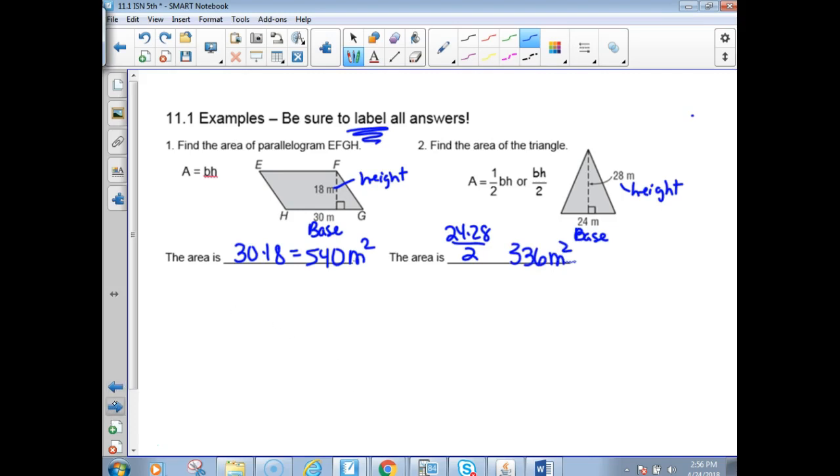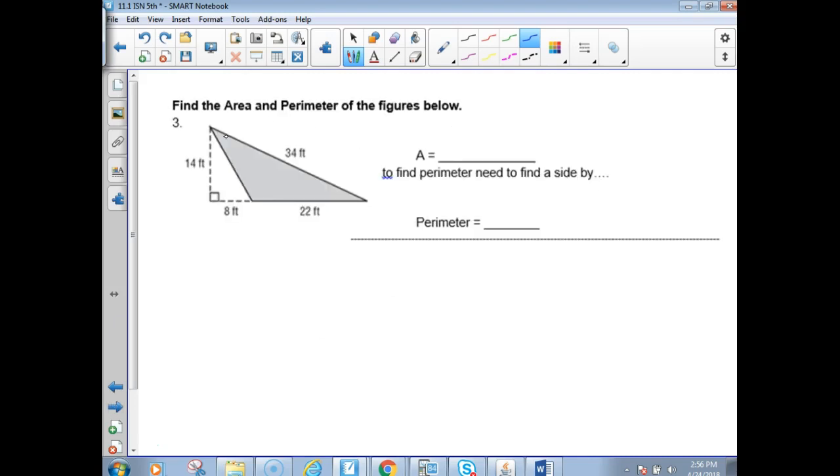Okay, no more examples. Number 3, find the area and perimeter. Okay, now it's find the area and the perimeter. I'm ready to find my area because my base is 22. My pen stuck. One moment, please. There we go. Base, and your height is 14. So I've got 22 times 14 divided by 2 for the area.